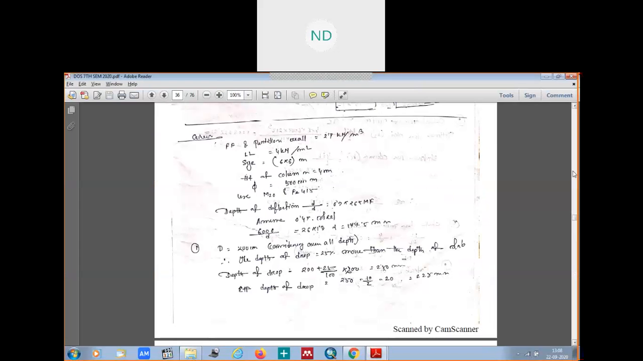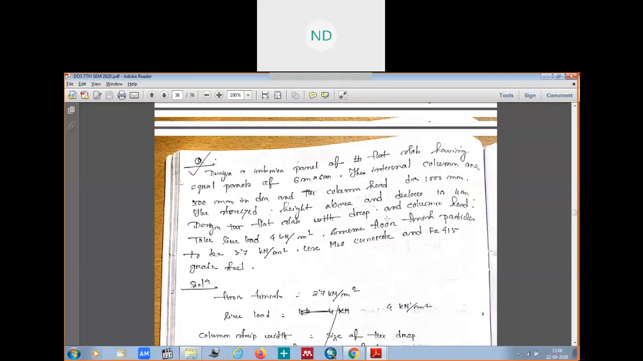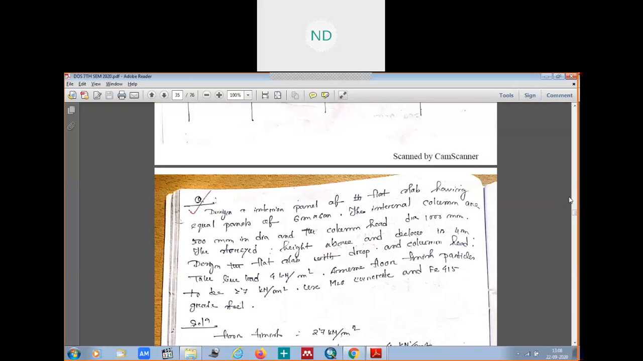For the question in the first class, I think we had a lot of network issues. So let me just discuss from the beginning in short, what was our question in this class? Here in this question, we had a 6 by 6 panel which we have to design. The internal columns were 500 mm in diameter. It is a circular column, and the column head diameter is 1000. The story height was 4 meter, and we design the flat slab with drop and column head.